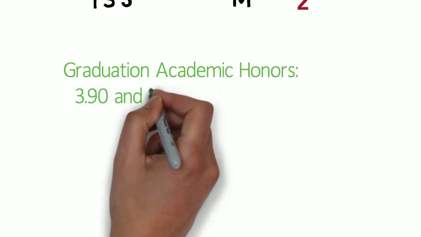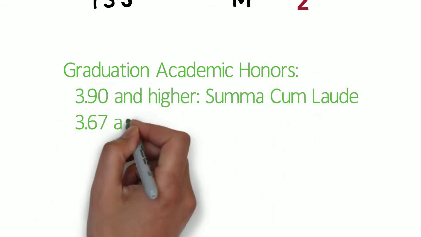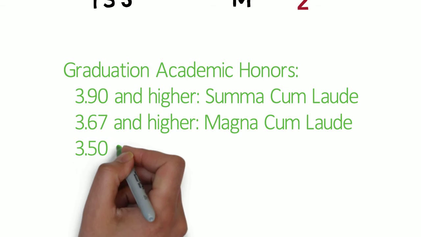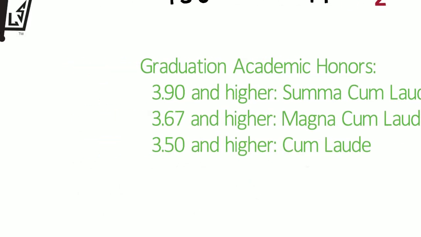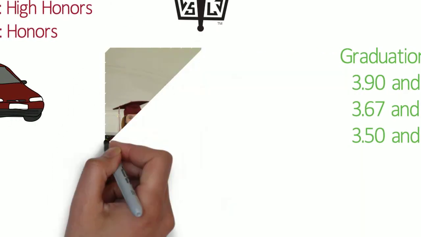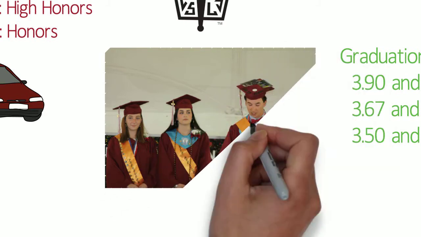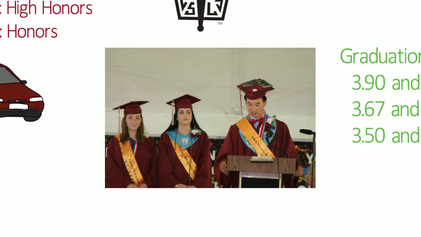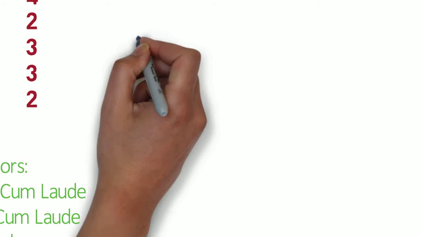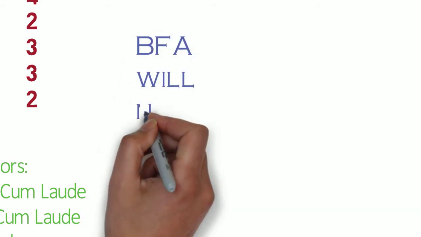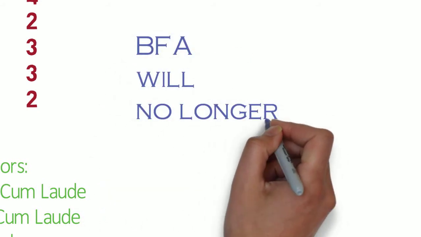We will use the same scale to determine honors at graduation. Using the Latin honor system will allow us to honor the achievements of more students at graduation than our current valedictorian salutatorian model. Along with most private elite high schools, over half of the high schools in the United States, and Vermont's largest schools, BFA will no longer rank students.